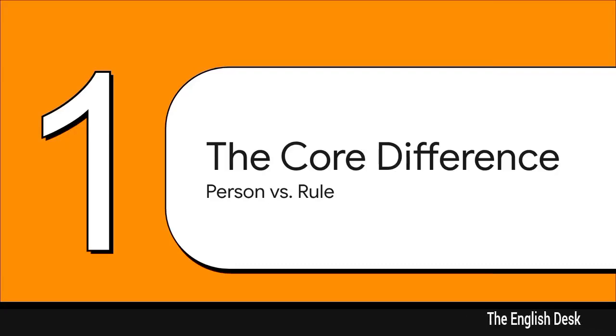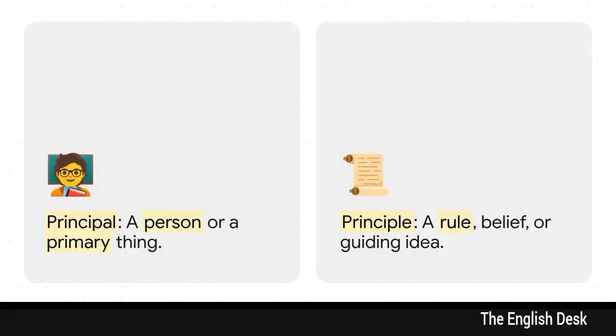Okay, so let's get right to the heart of it. We're going to break down the core difference between these two. And once you get this, I promise, you're never going to mix them up again. So here's the simplest way to think about it, right? Principal, the one with the A, is either a person or the main thing. Principle, with the E, is a rule, a belief, or an idea. Person versus idea. If you can just lock that in your brain, you've basically solved the puzzle.